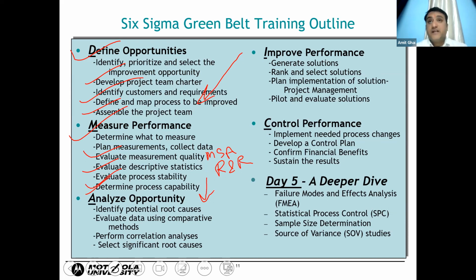You evaluate the data through comparative methods. There are various hypothesis testing, analysis of variation like ANOVA, chi-square test. All those statistics are applicable in analyze phase. You perform correlation and regression analysis here, where you see how one parameter of the process is impacting other, and you select the significant root causes then.